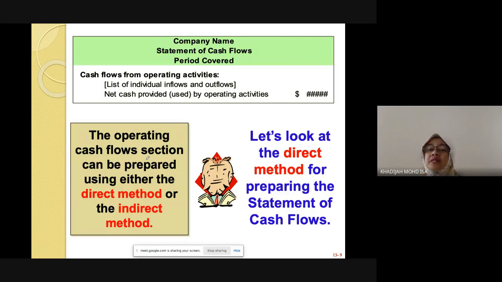For the purpose of this course, I will only choose one method. I will go into the indirect method. We are going to prepare your operating activities using the indirect method. So how are we going to prepare your cash flow from operating activities using the indirect method?